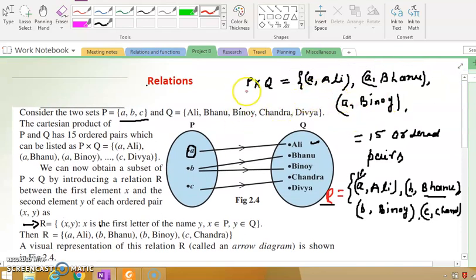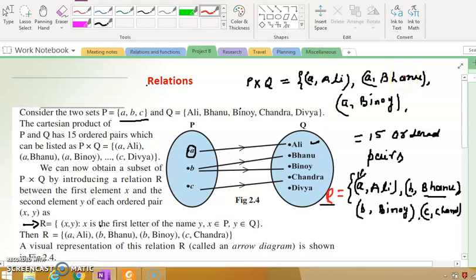when you are finding the Cartesian product of P and Q: A Ali, A Bhanu, A Binoy, A Chandra, A Divya, B Ali, B Bhanu, B Binoy, B Chandra, B Divya. So these ordered pairs will also exist in the Cartesian product. If this is not happening, that means you made a mistake somewhere. So the relation must be a subset of the Cartesian product.